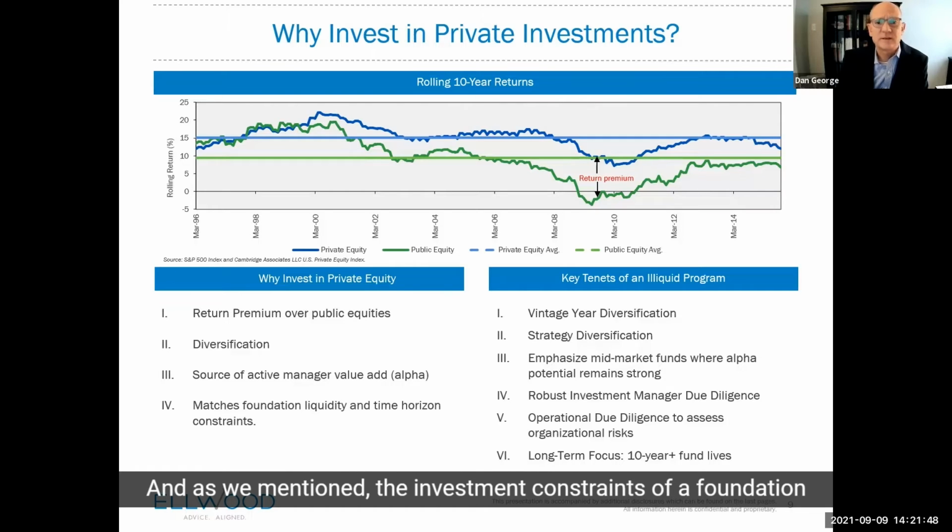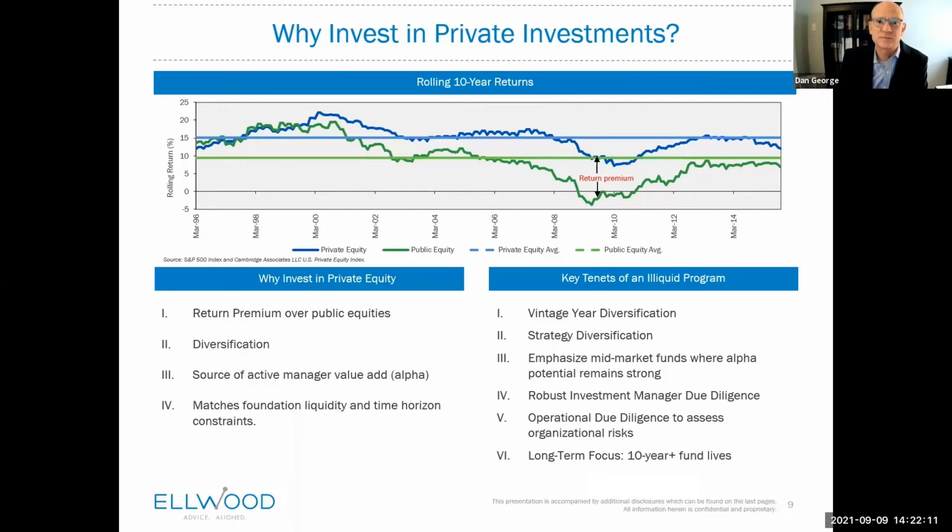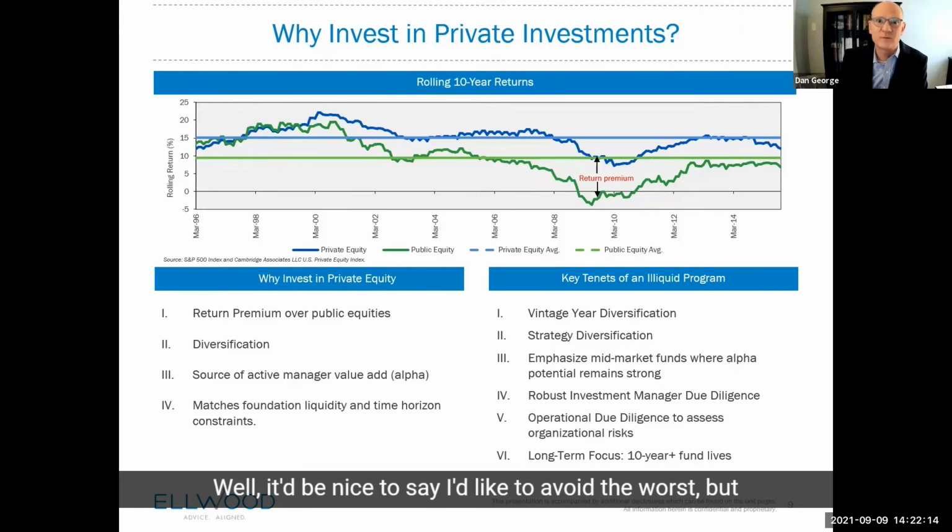And as we mentioned, the investment constraints of a foundation seem very consistent with the use of private equity and private real estate, some of these illiquid asset classes. Some of the key tenets of an illiquid program that are critical when you're building out these programs include vintage year diversification. You want an investment in every single year because you won't know for a couple of years which year is the best and which is the worst. And while it'd be nice to say I'd like to avoid the worst, by trying to time it, you might end up avoiding the best year because it's very difficult to know which is which until a couple of years down the road and things start to materialize.